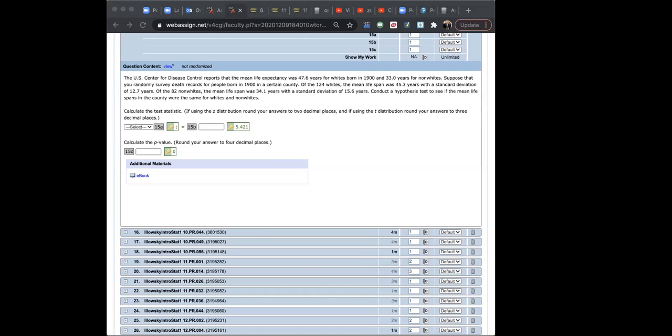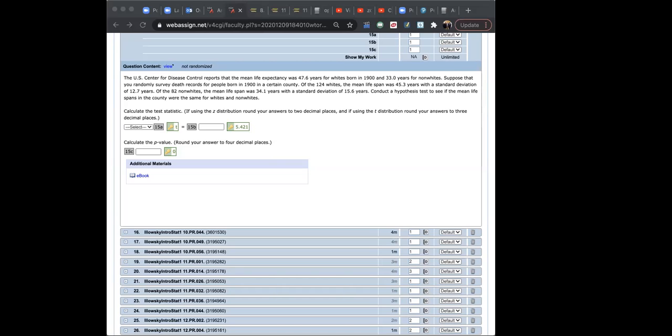5.4209927 in StatCrunch. And remember the t-stat here is rounded to 3. So we have to take this value here in StatCrunch and round it to 3 places. And you can see that it's going to be 5.421. Okay, so that's the correct answer, 5.421.